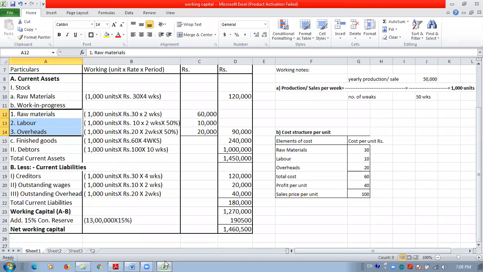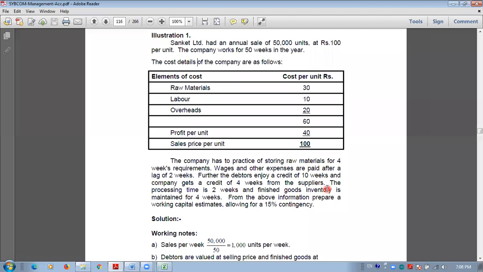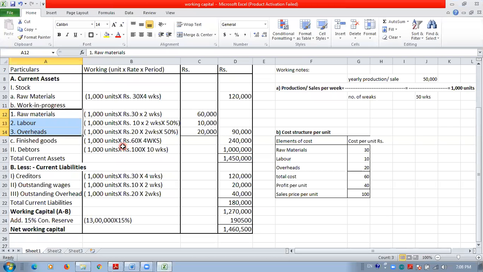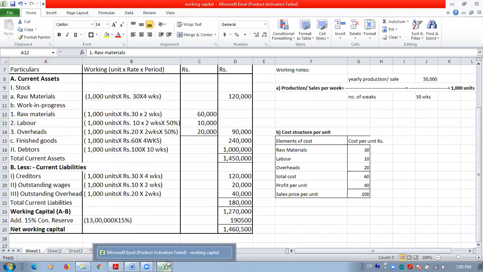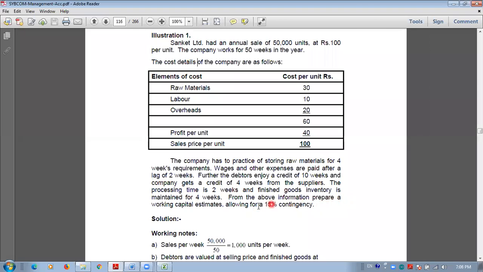Okay, the next thing they have given us is that finished goods inventory is maintained for 4 weeks. So we have to calculate finished goods by taking 4 weeks. This finished goods is considered with 4 weeks, total cost 60, that is 2,40,000, right? So it is an inventory which remains in stock, which remains with the company for 4 weeks. Next is, from the above information, prepare a working capital estimate allowing for 15% contingencies.